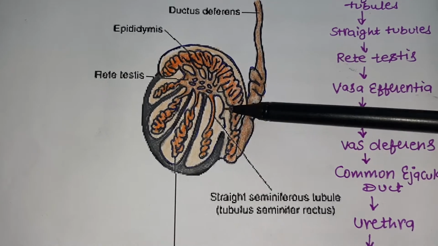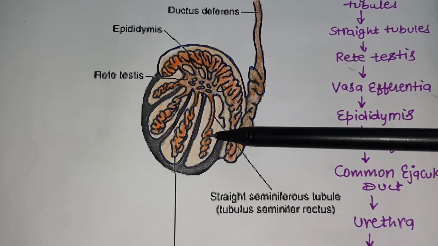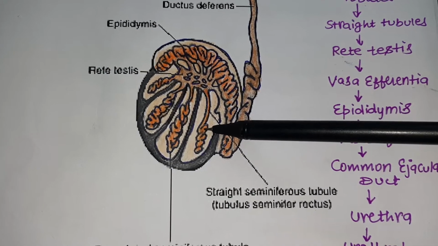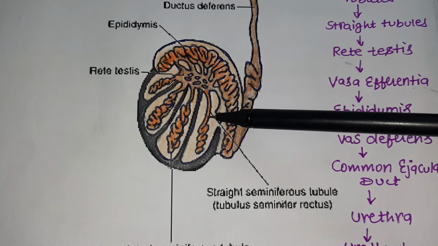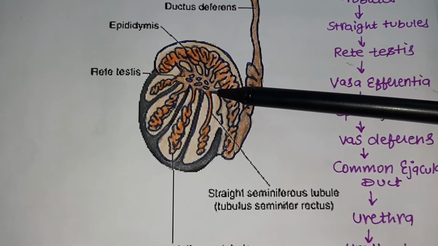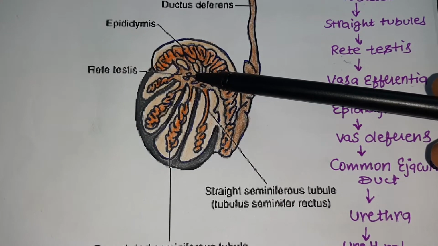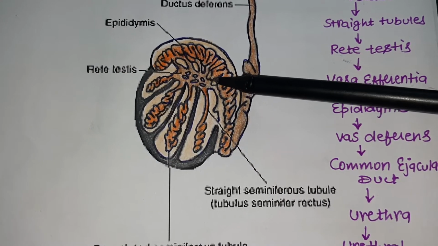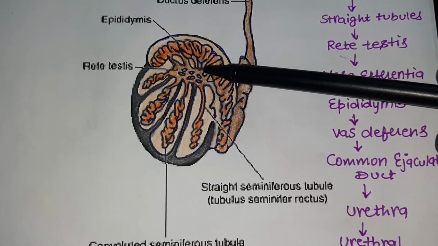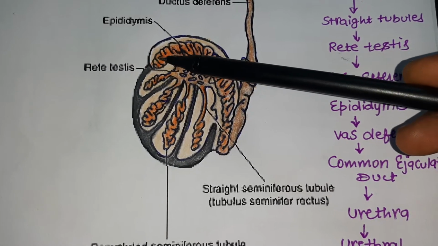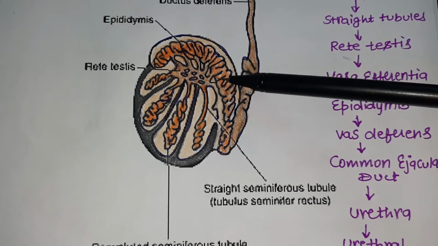Inside the testicular lobules there are seminiferous tubules. Several seminiferous tubules together form a straight seminiferous tubule. Straight seminiferous tubules open into the rete testis. Rete testis opens into the vasa efferentia. Then the vasa efferentia open into the epididymis.